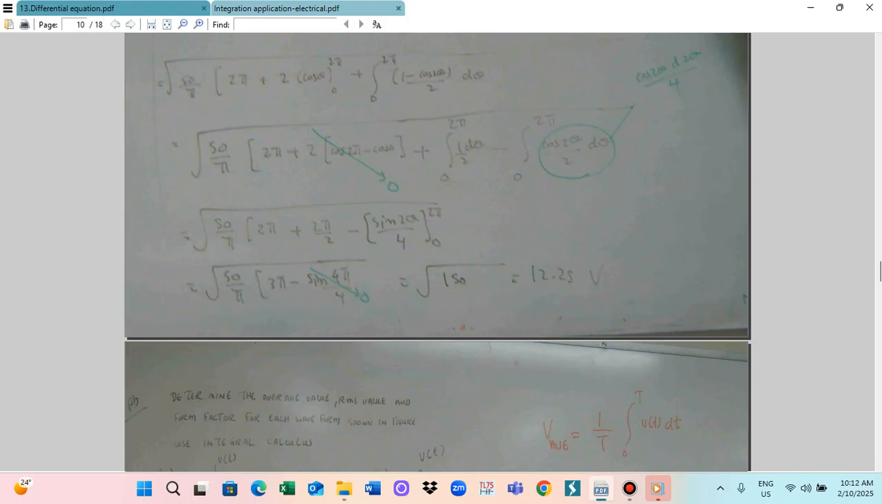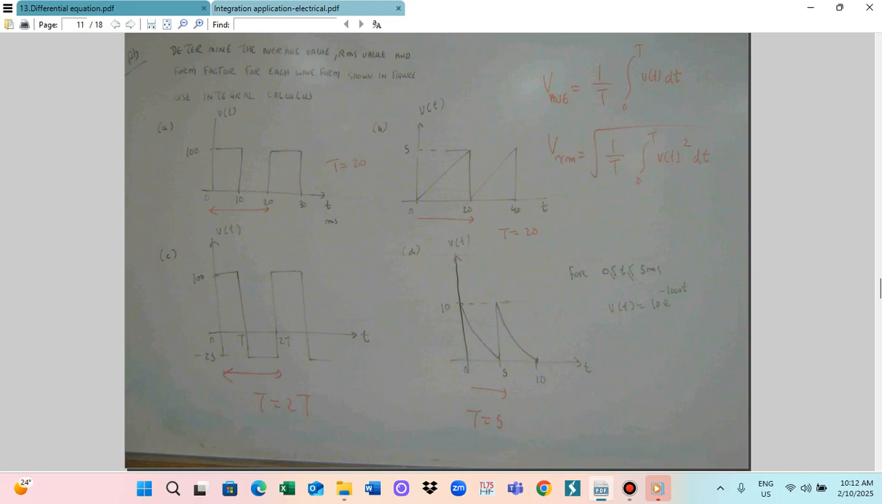Okay, so in this problem, waveforms are given. You have to calculate the average value, RMS value, and the form factor. For the average value we use the equation: V average is equal to 1 by T, integration 0 to T, v(t) dt. So this is the average value calculation.